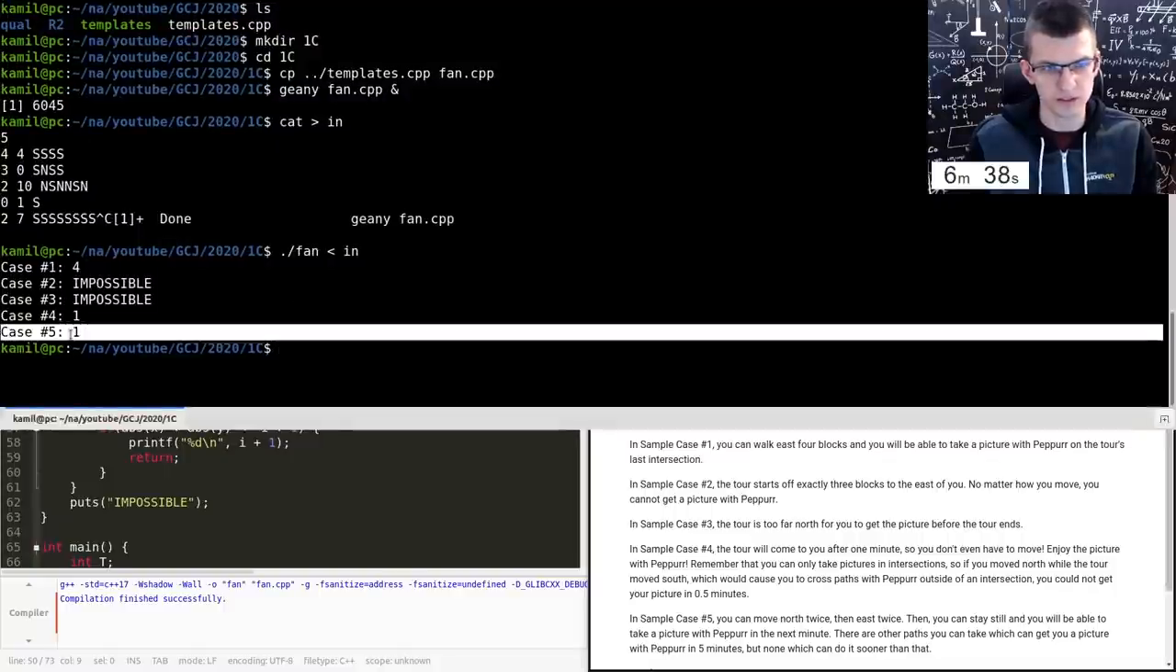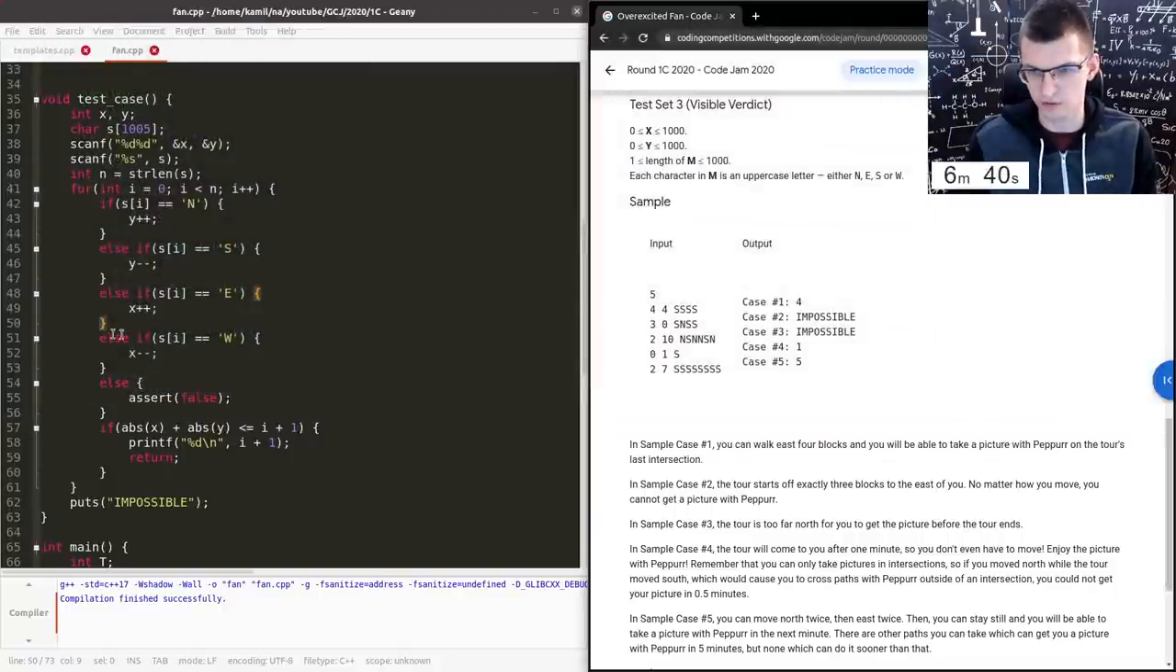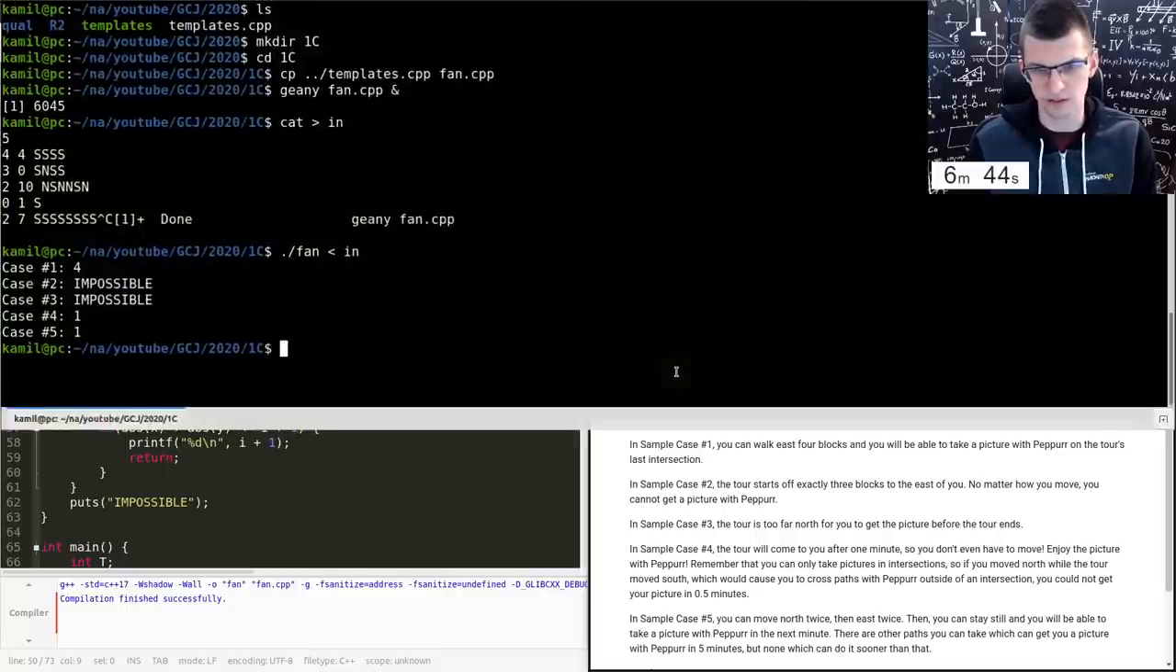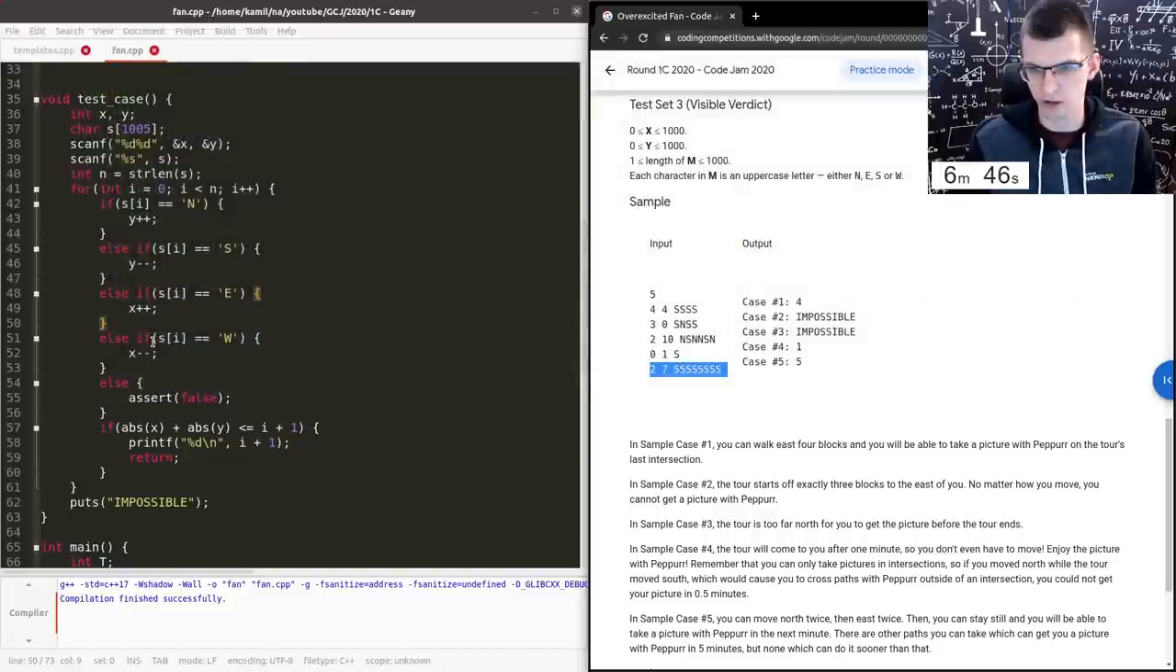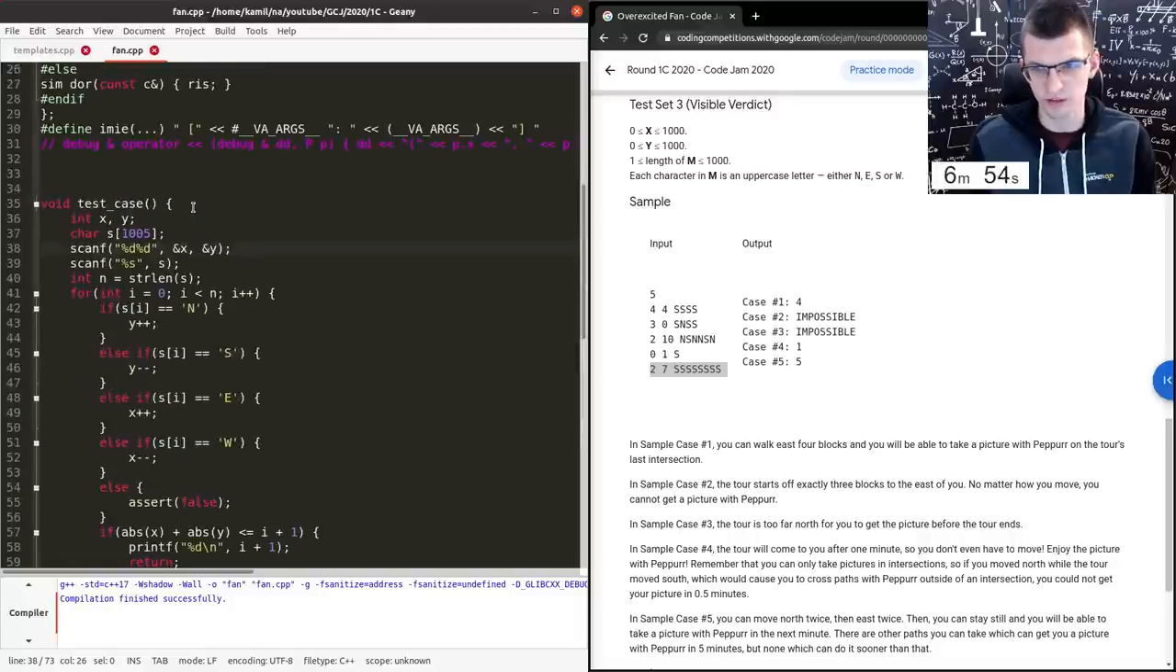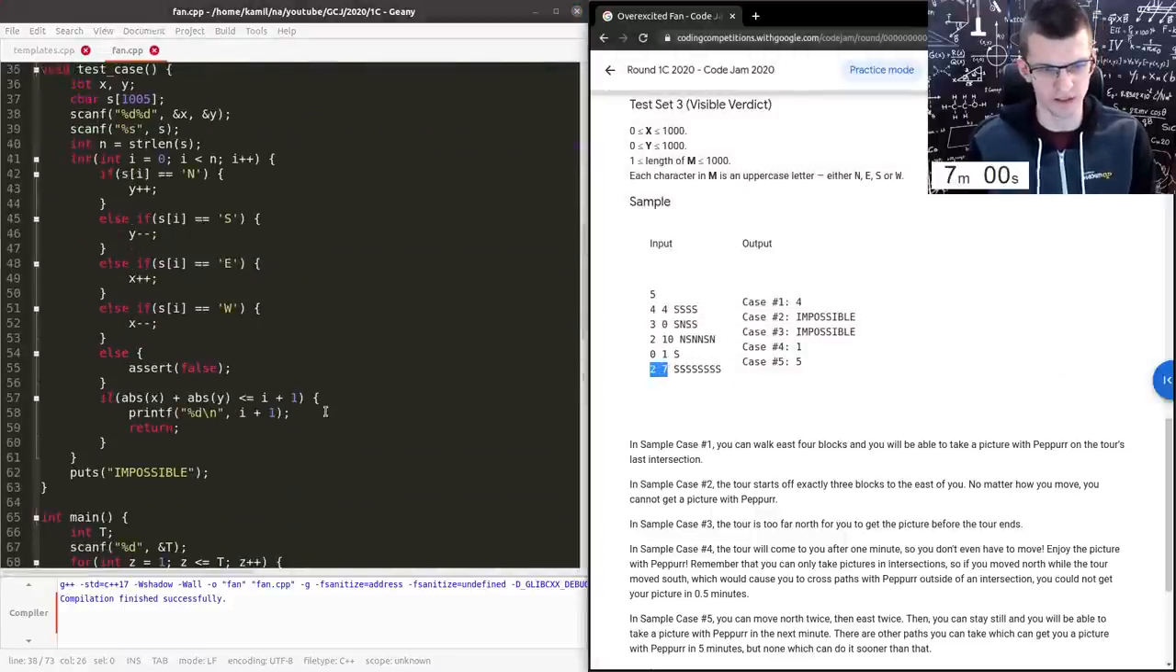415. The last case is wrong. Let's see, 27, and then there are a lot of S's. Why am I printing 1? Do I understand X and Y properly? Maybe I don't read the input right? It's very strange that for 27, I would immediately say that, yeah, I can get there.